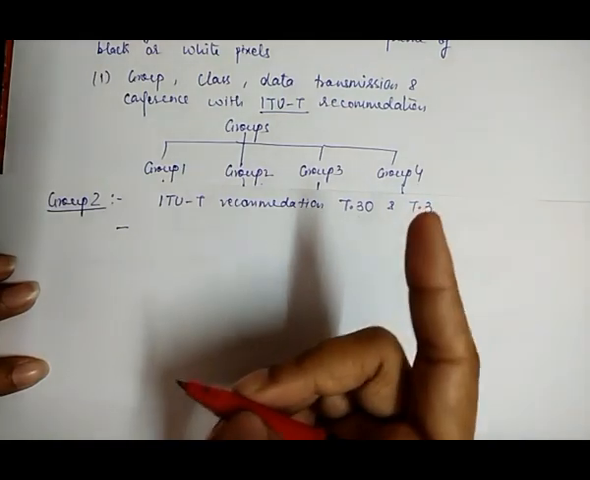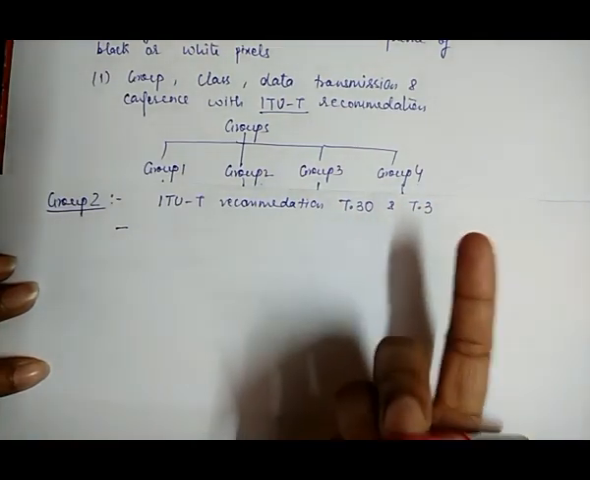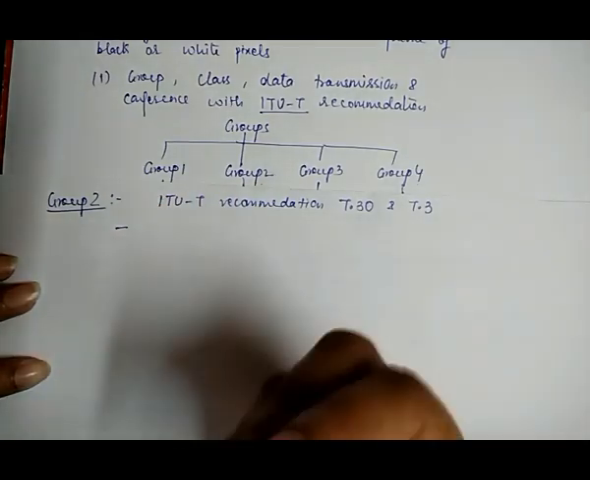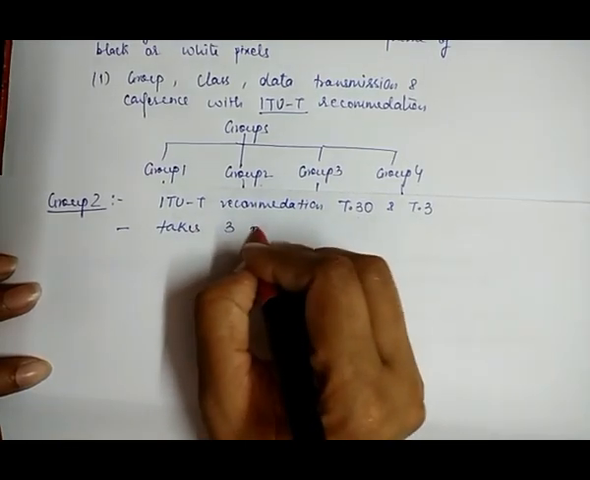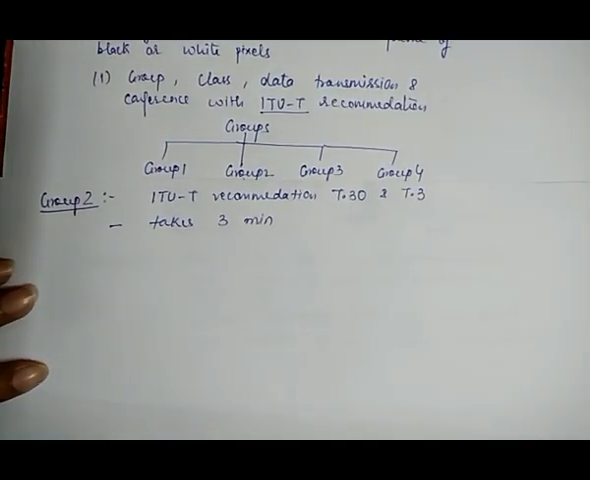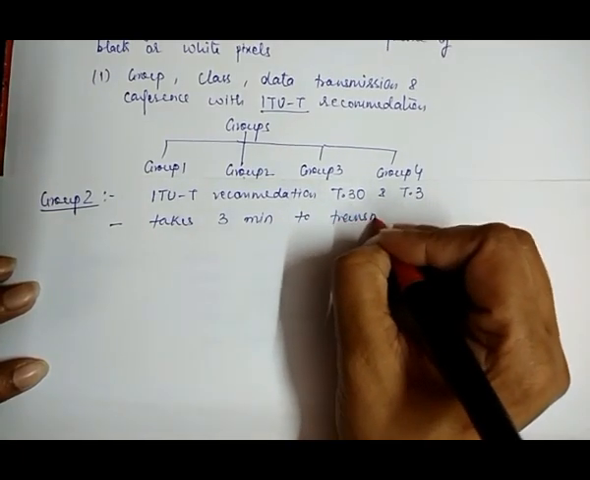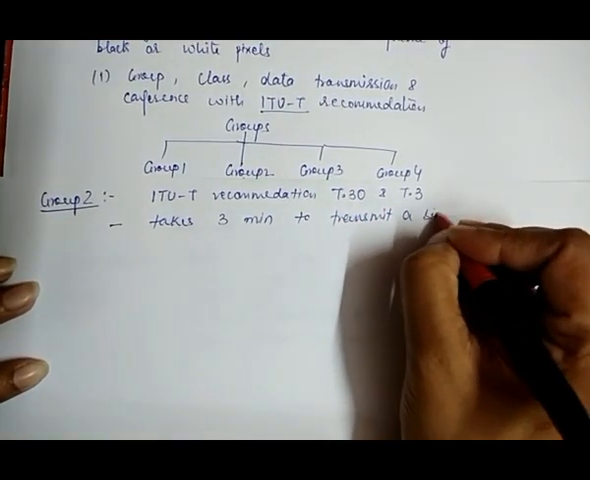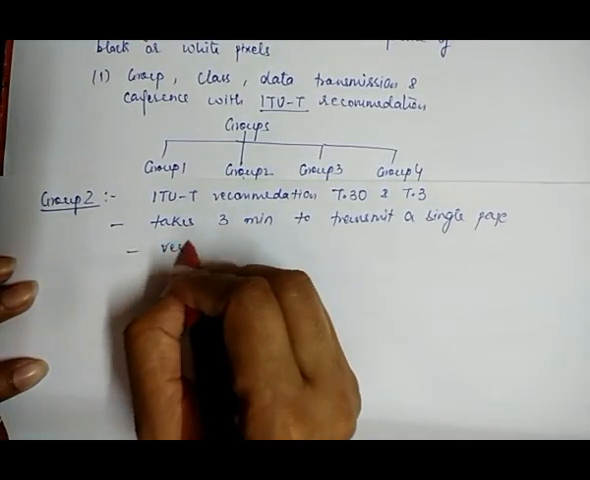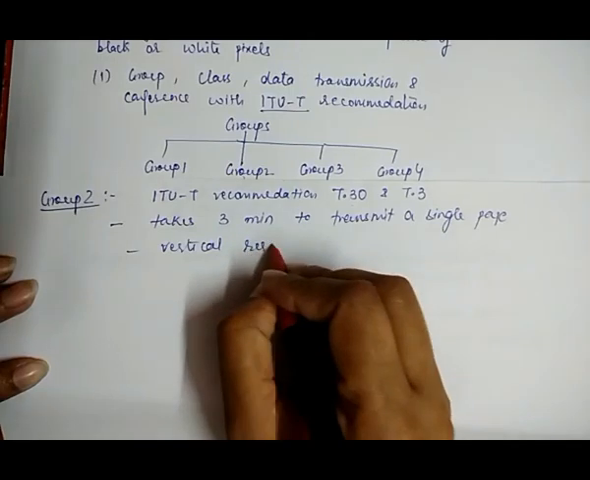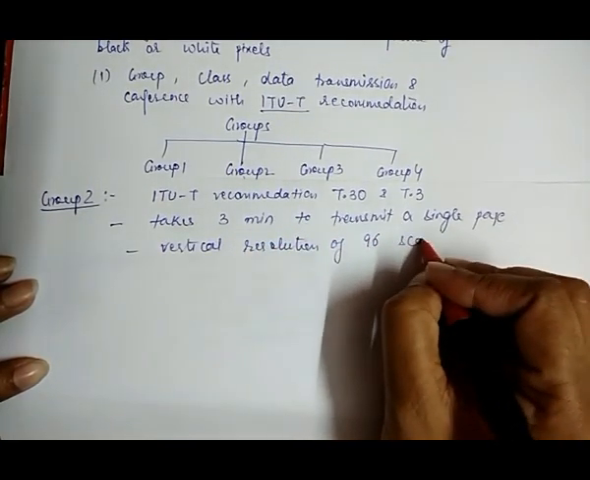Second, in group 1 we send a single page in 6 minutes, but in group 2 the same page takes 3 minutes. So group 2 faxes take 3 minutes to transmit a single page, with the same vertical resolution of 96 scan lines per inch.